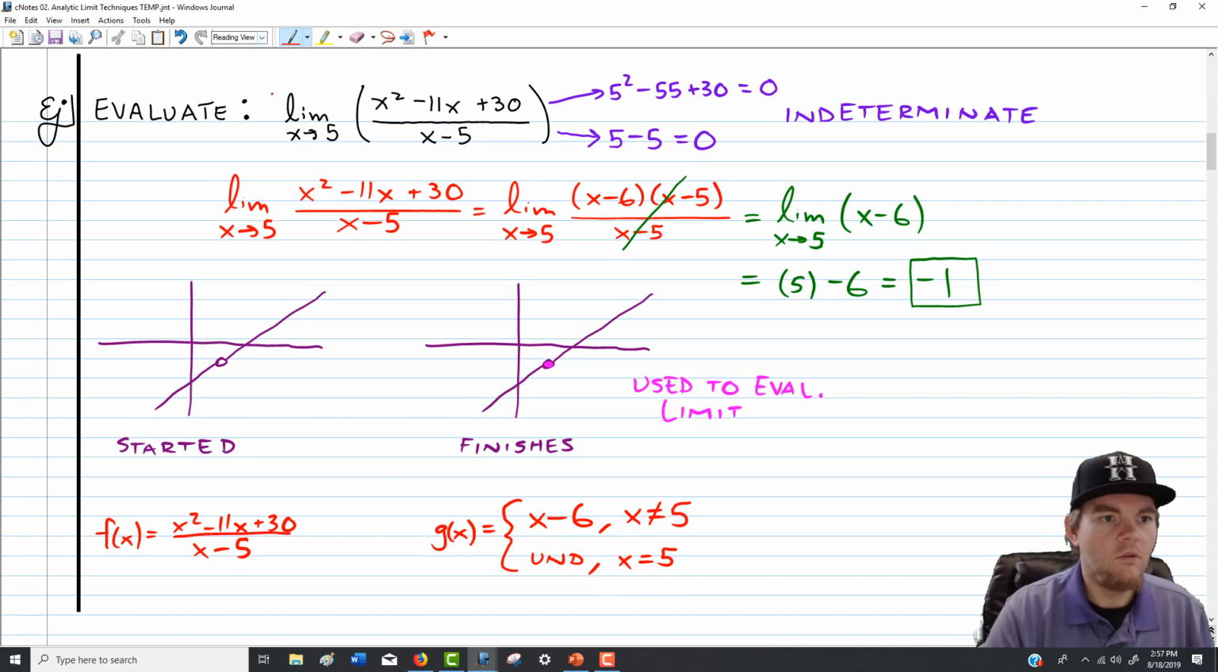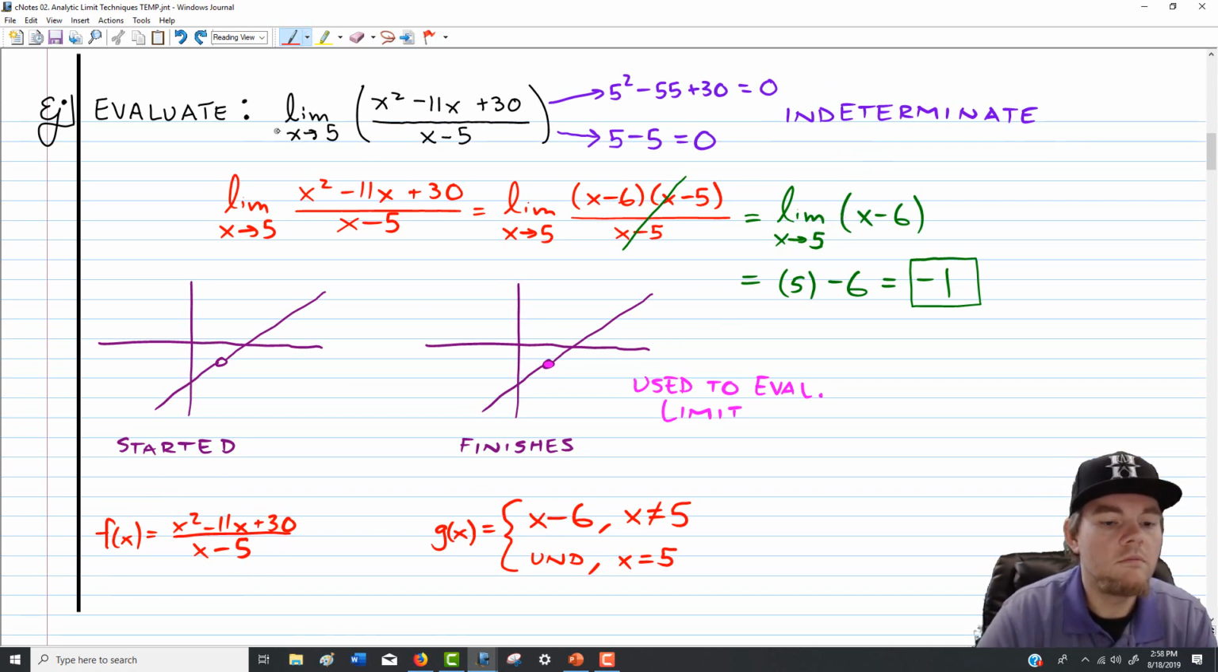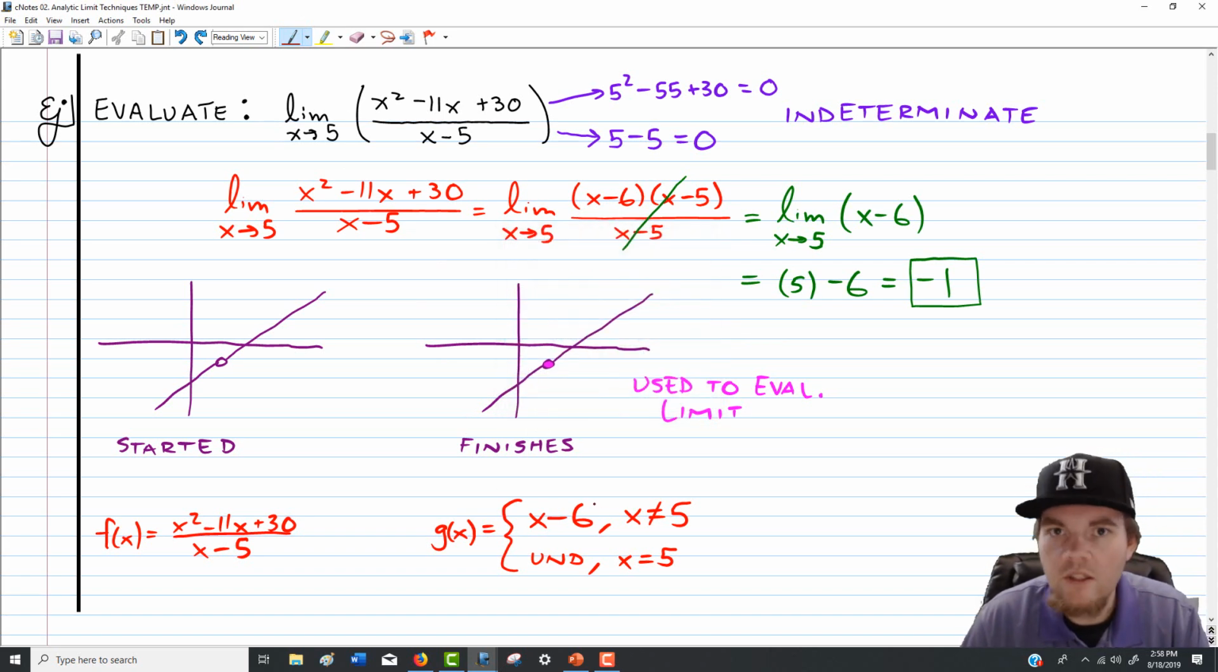Now, if you think about it, we saw that there were issues when we evaluated the limit of the left one because it produced that indeterminate 0 over 0 form. This right one, though, g of x, which we know is the same everywhere, produces the same values in general.